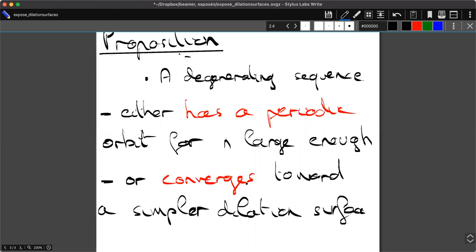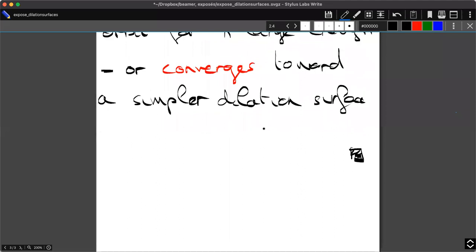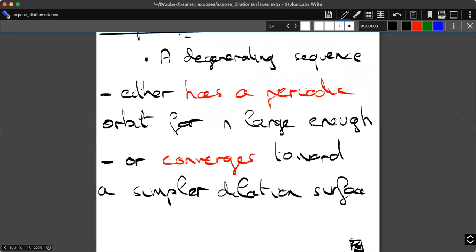And actually it's not exactly a convergence. We have to look at a bigger class of dilation surfaces to make it converge into some nice and larger set. But I'm sorry, I can't enter into the details. Maybe if you have questions, I can try to answer them.